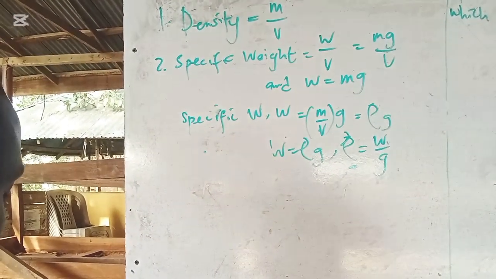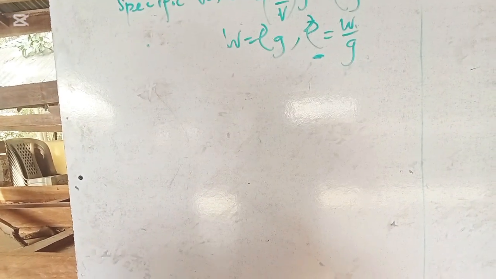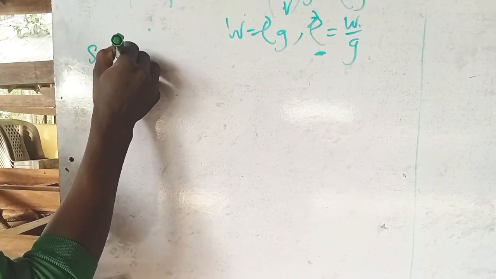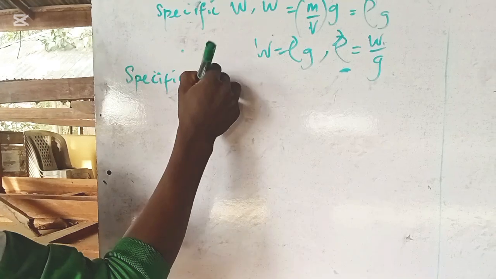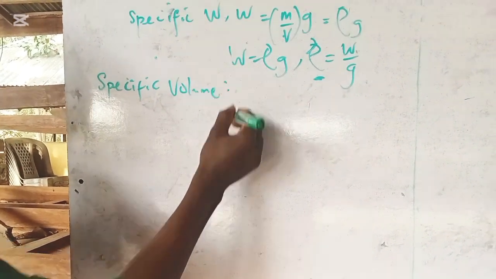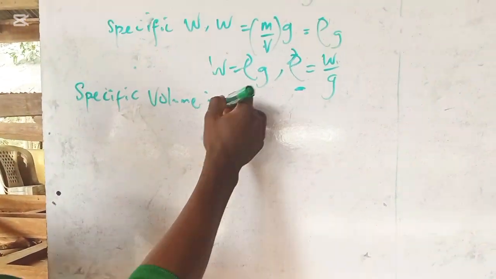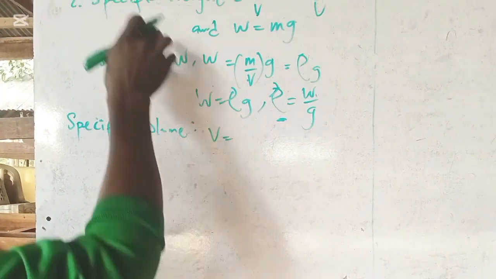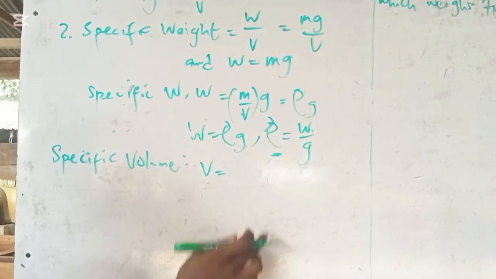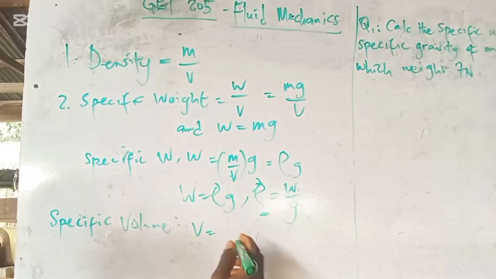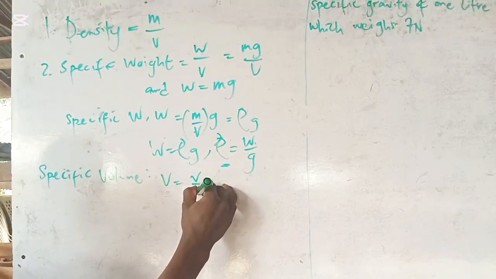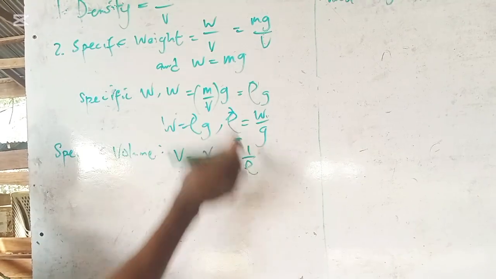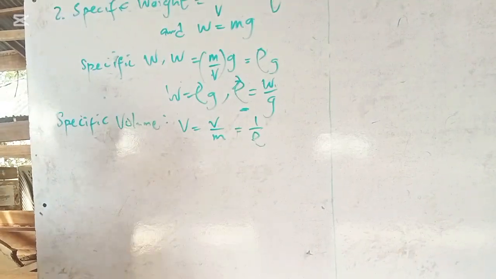So another one is specific volume. So what's specific volume? V. It is the inverse of density. That means it's V over M, volume over mass. So you can also say it's 1 over density, since it is the inverse. So that's just for that.